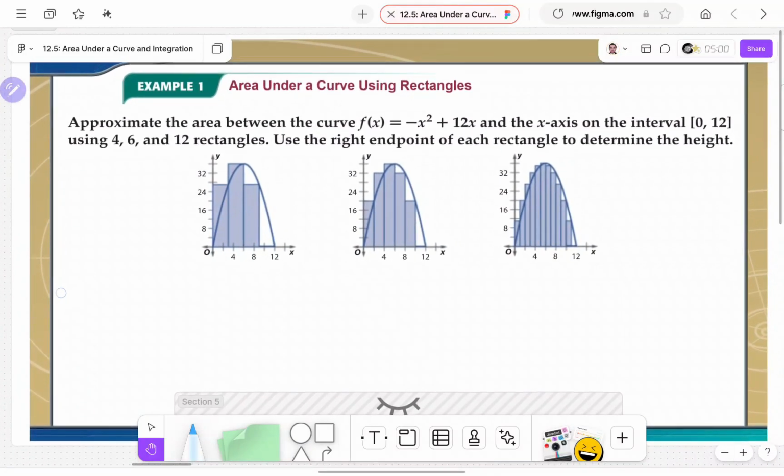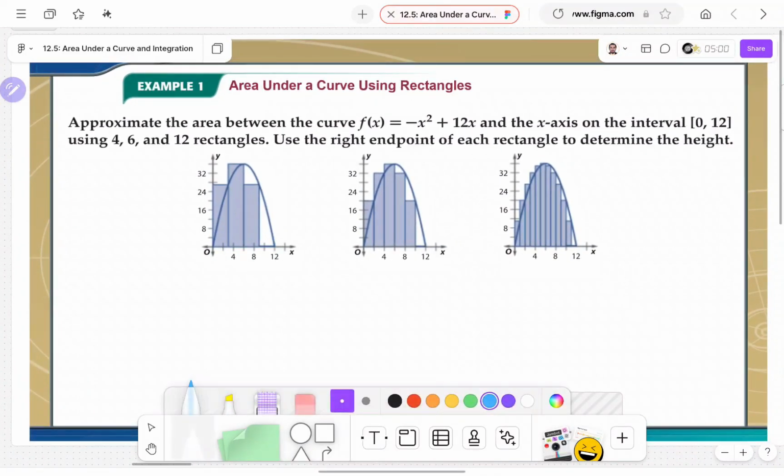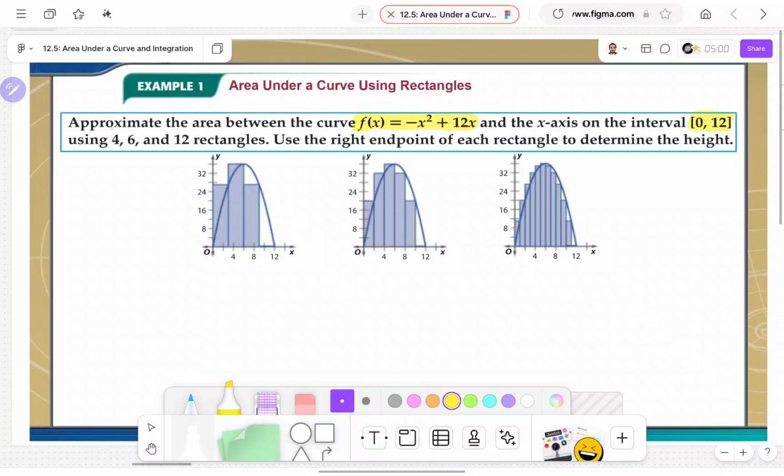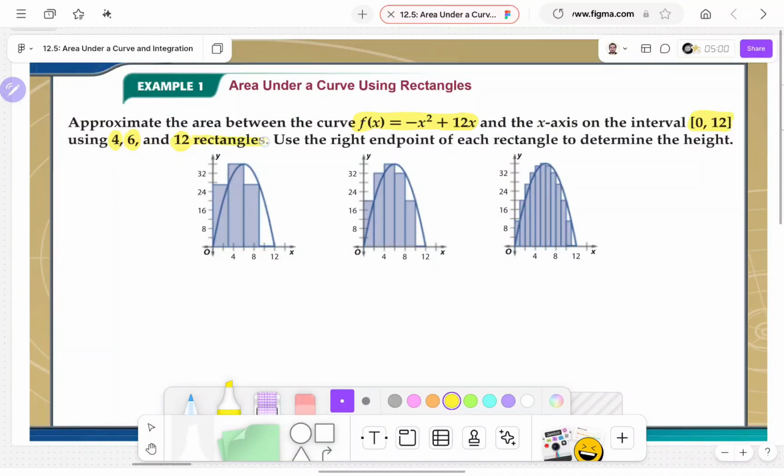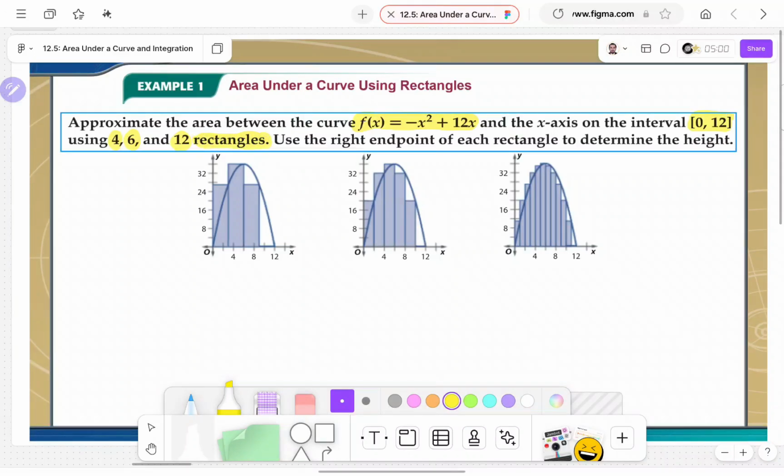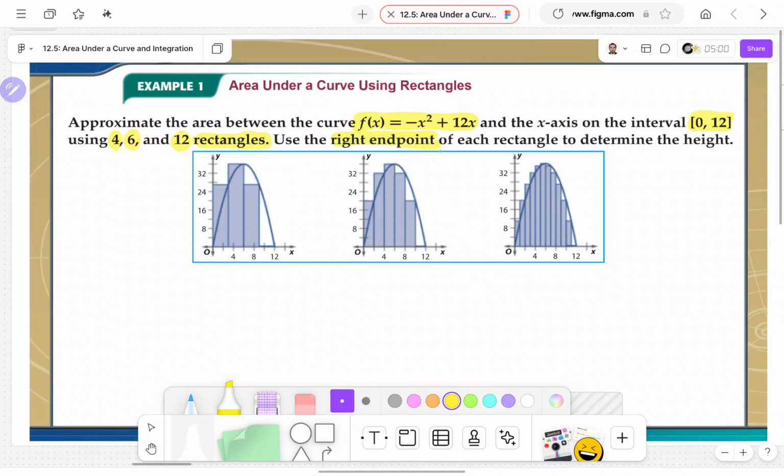Now look at this example here. The question says: approximate the area between the curve and the x-axis, f of x equals negative x squared plus 12x, on the interval 0 to 12. The question is asking me to use 4 rectangles, 6 rectangles, and 12 rectangles. So it needs me to find it if I draw more rectangles, not only 4 rectangles. Then it's saying use the right endpoint of each rectangle.